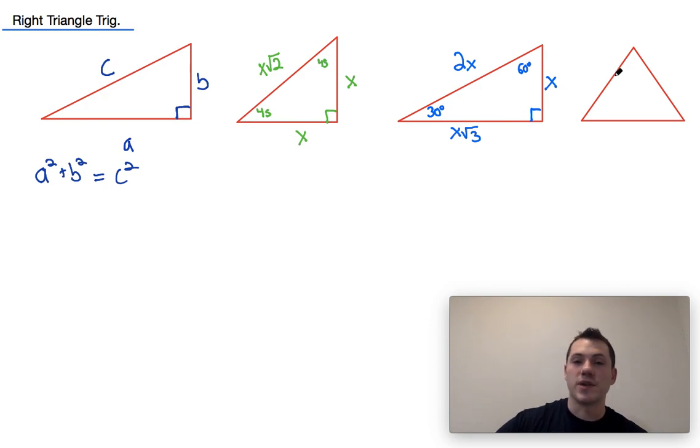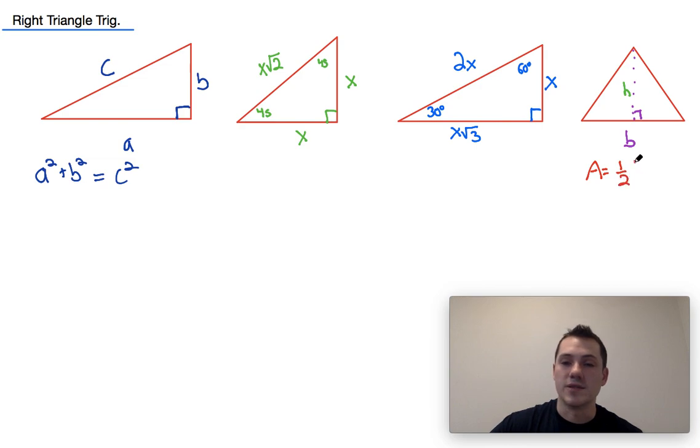Furthermore, they provide you with the general area formula, where in order to get the area, the height has to be perpendicular to the base. So if the base is this length down here at the bottom, and the height is right here, the area of the triangle is defined as the area is equal to 1/2 the base times the height.